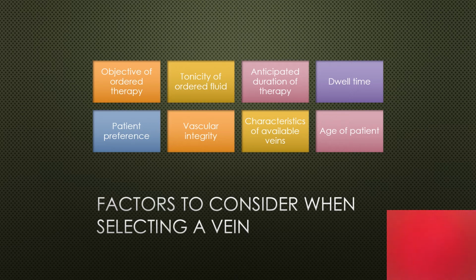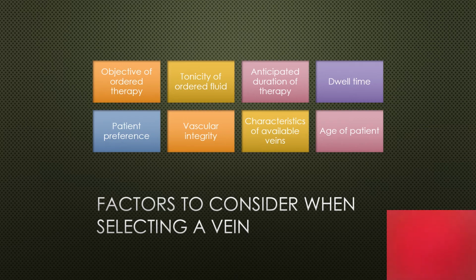So does it need to be in a large vein to accommodate the flow of fluids, the viscosity of the fluid? We also need to consider the potential for extravasation. Is the fluid we're planning on administering going to be caustic to the tissues itself? So what size vein do you really need?